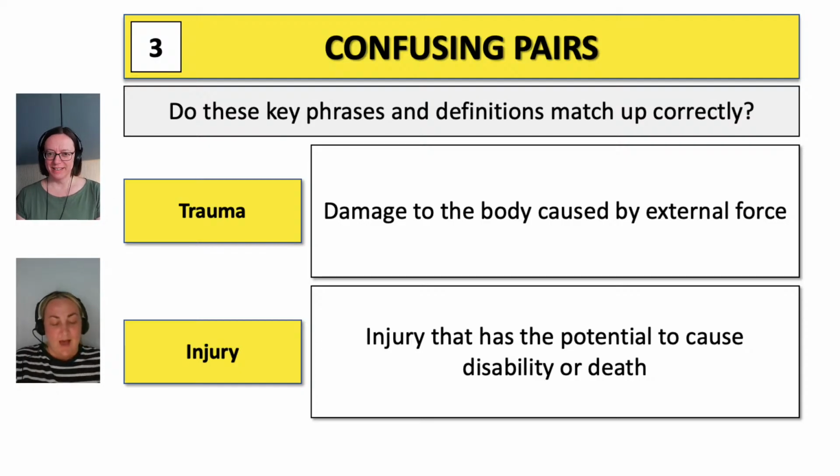Okay, how about this one then? Is trauma damage to the body caused by external force? Or is trauma injury that has the potential to cause disability or death? So, have we got these the right way round or are they the wrong way around? Have a read, have a think.